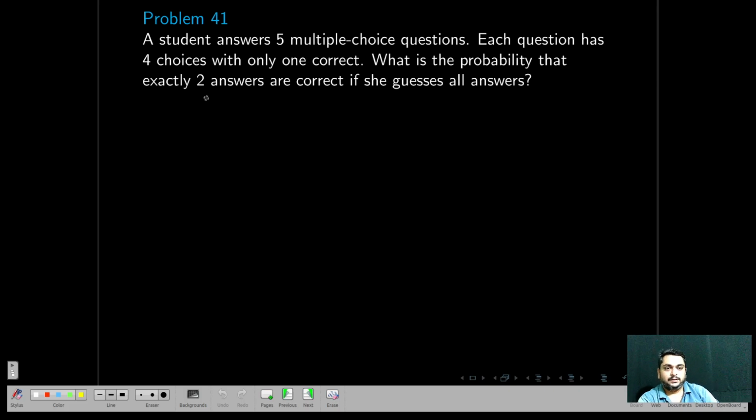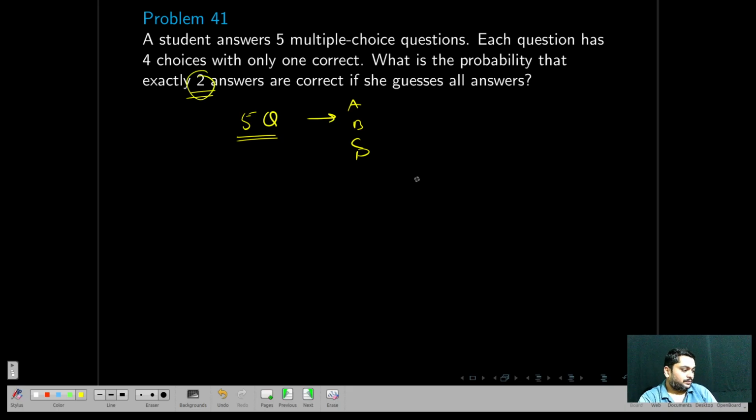Just ignore this. Next. A student answers 5 multiple choice questions. Each question has 4 choices, like your exams, 4 options A, B, C, D. What is the probability that exactly 2 answers are correct if she guesses all answers? She doesn't know any answer, so she guesses all 5 answers. What is the probability that exactly 2 of them are correct?